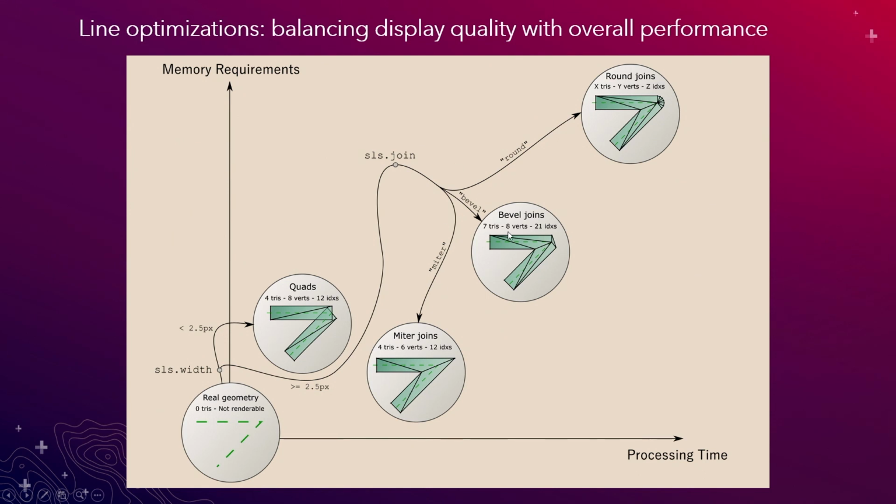A bevel join has more processing and more memory, and then a round join has lots of processing and lots of memory. You can see all the triangles that need to be created in order to get this looking the way it needs to be. Now, we're not recommending that you change your symbols, but we just want to let you know that if we can render it faster with less memory without any visible artifacts, we'll do that for you under the hood.